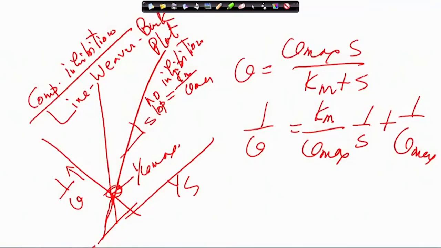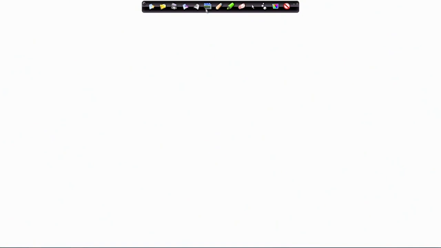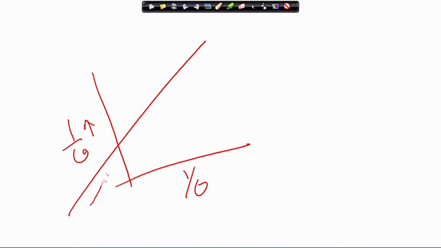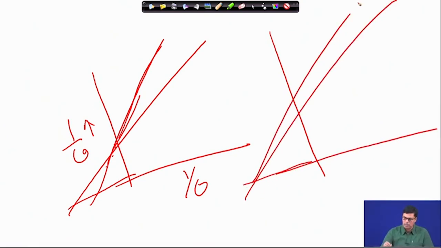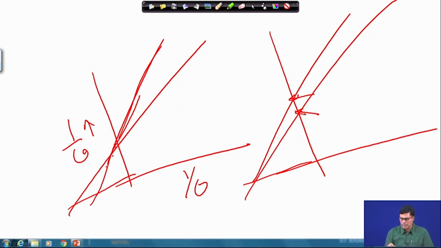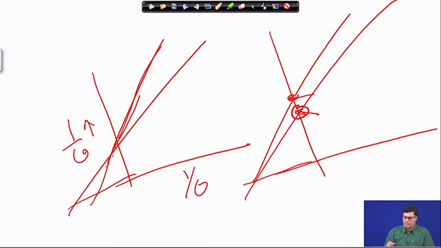So in this particular problem, we can find out the nature of the plot, and from the nature of the Lineweaver-Burk plot we can determine the type of inhibition. If it comes like this, going through the same point of intersection, then we call it competitive inhibition. But in case of non-competitive inhibition, the situation is different. Here it will be like this, and this point of intersection will be different.